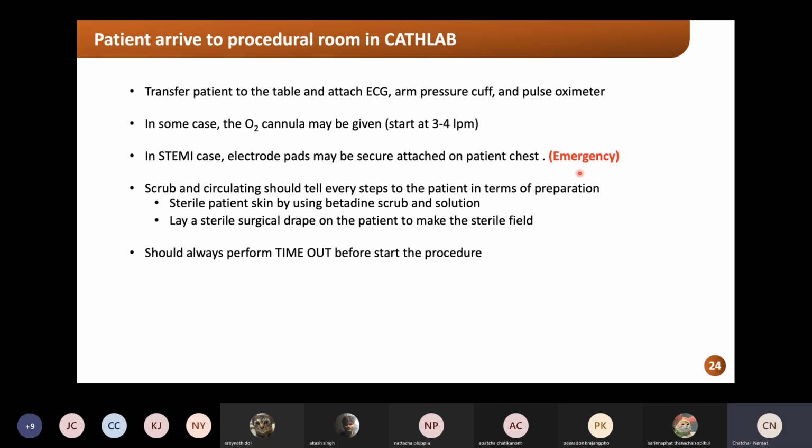And in some cases, an oxygen cannula may be given, in case the oxygen saturation of the patient is below 95%. So oxygen may be provided to the patient.